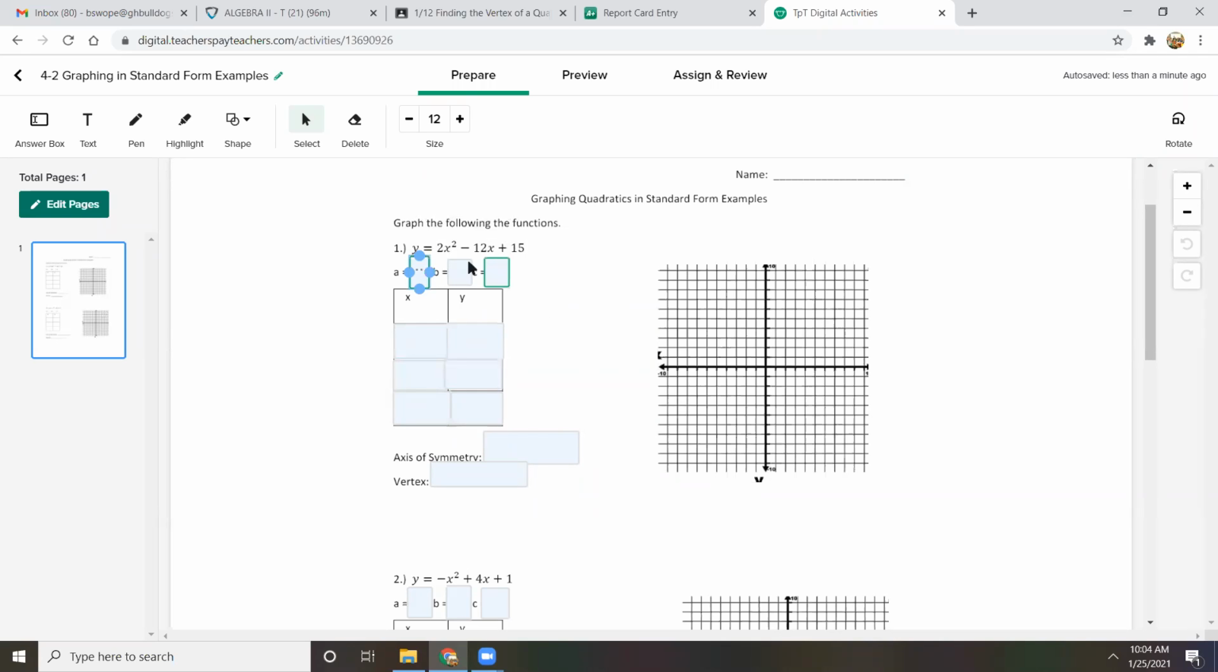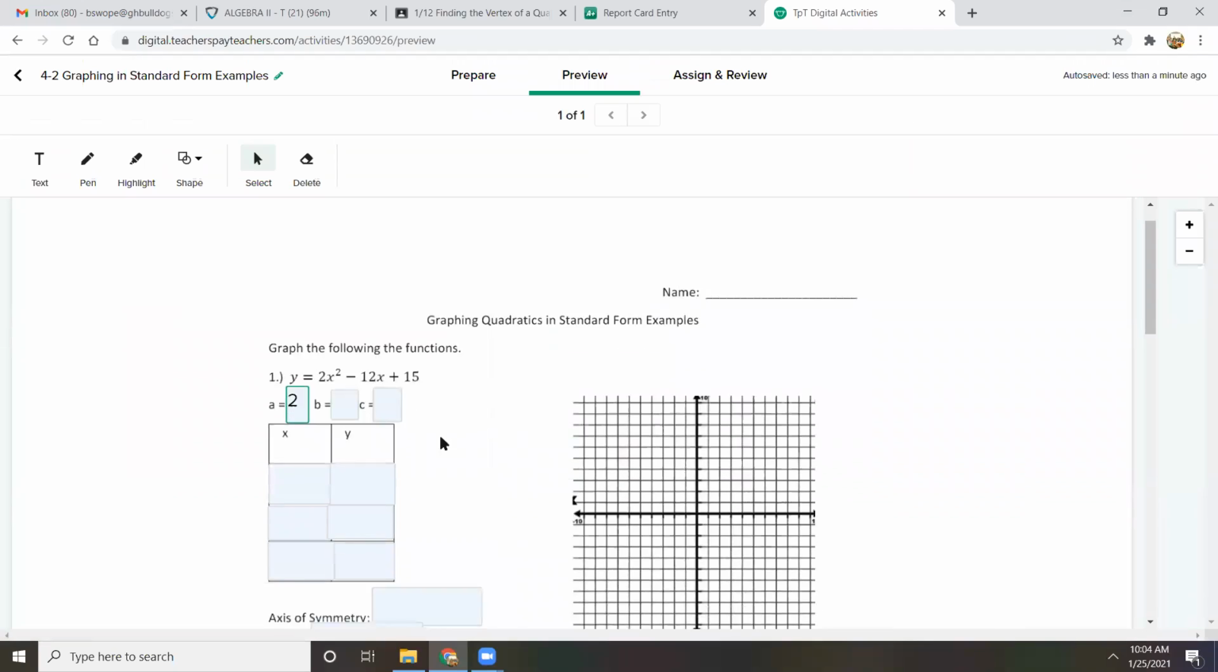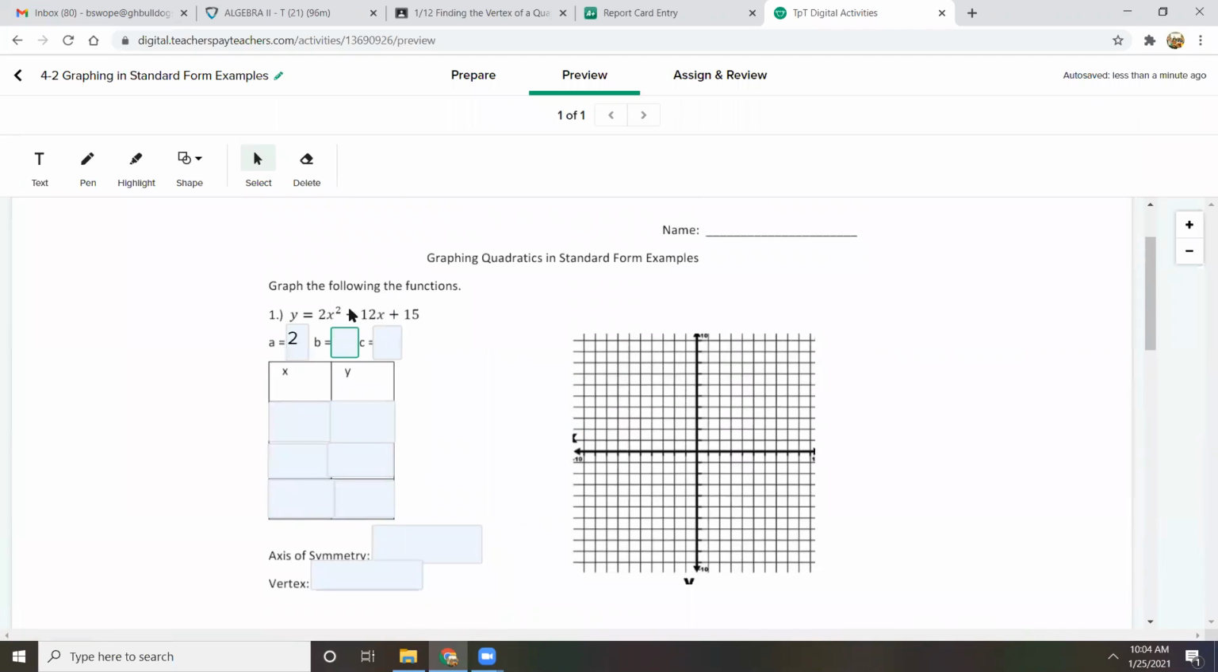So like my a would be, let me click preview, my a would be 2. My b, since it's a minus, would be negative 12. And then my constant, or what's added or subtracted at the end, is 15. Just like you did in that Ed Puzzle, you're just going to pull out your coefficients.